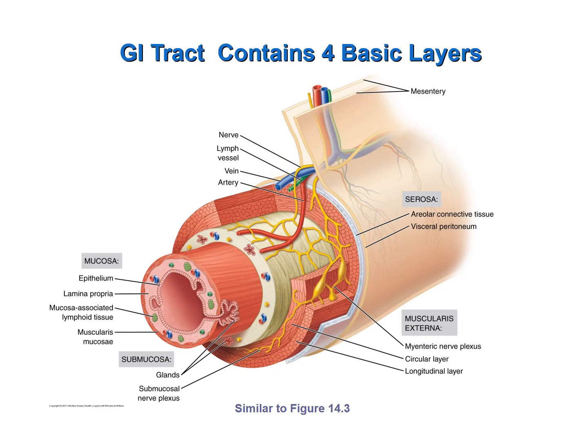With the exception of the oral cavity, the entire gastrointestinal tract is composed of 4 basic layers or tunics. These are, starting at the lumen and moving outward, the mucosa, the submucosa, the muscularis externa, and the serosa. Let's briefly discuss each of these layers, starting with the mucosa.